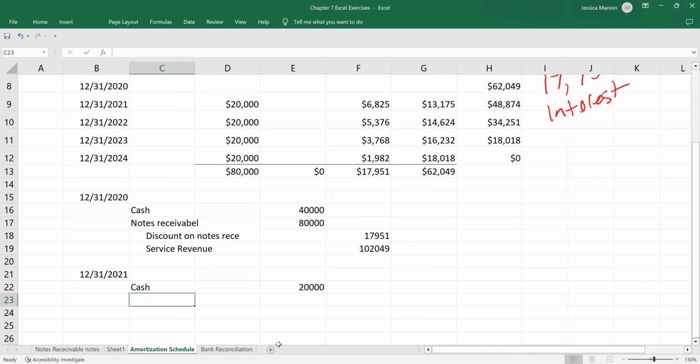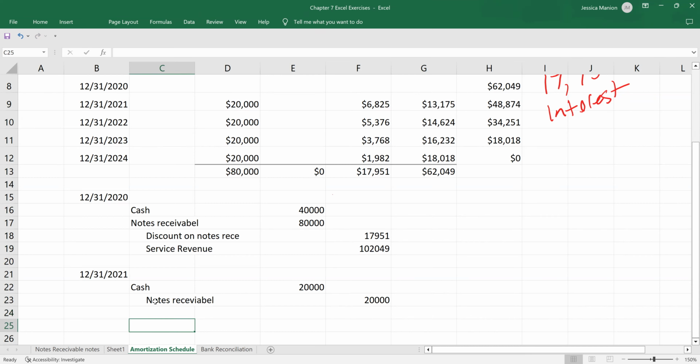So we're debiting cash. They're paying us cash, right? We're debiting cash and crediting notes receivable for 20,000. That's to record the payment.